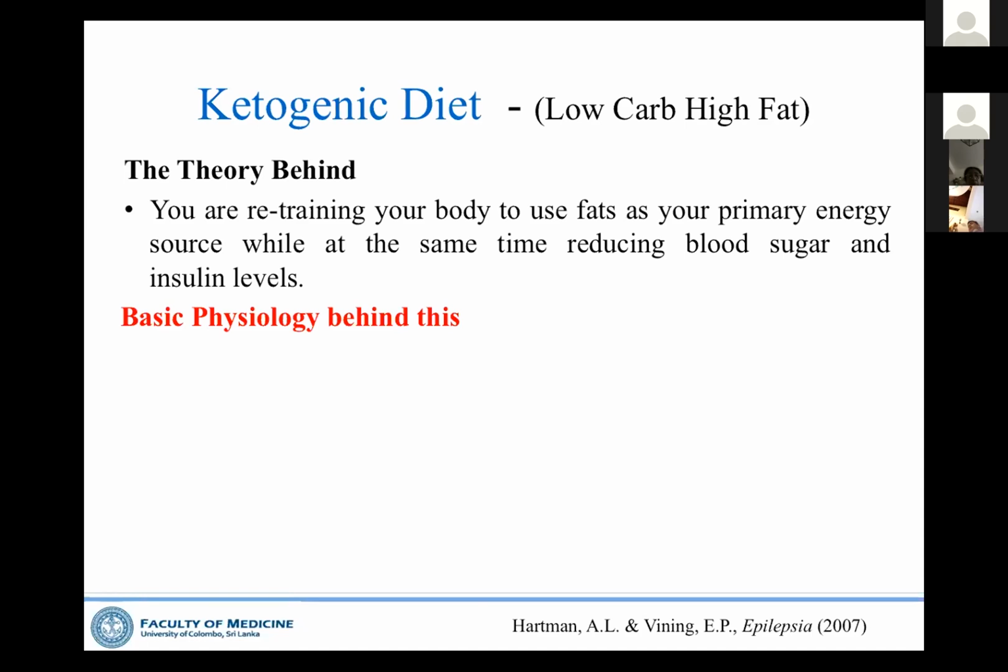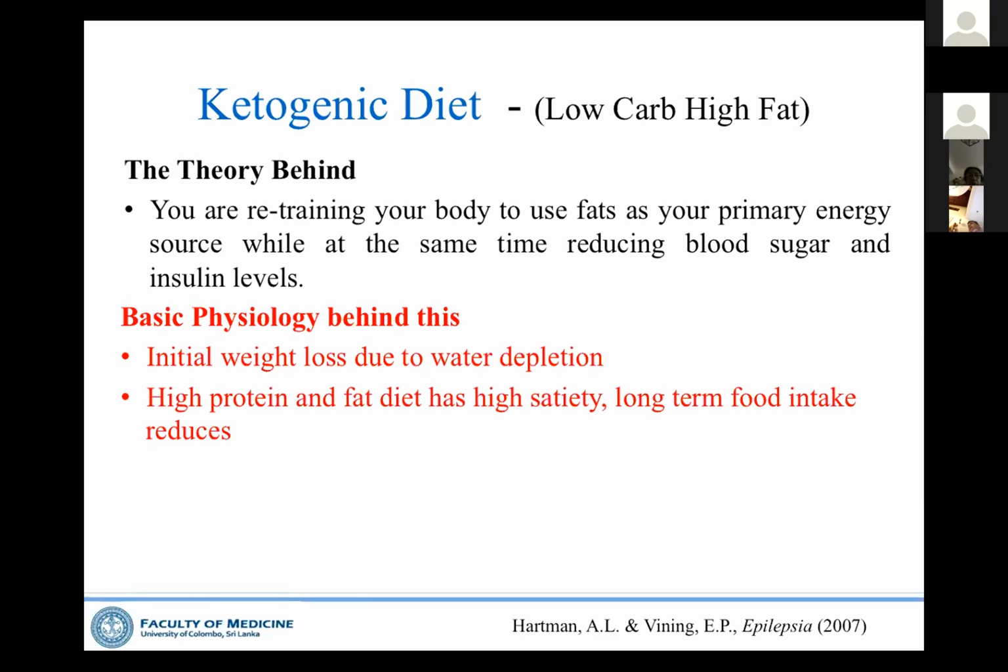So what is the basic physiology behind this? Actually, the initial quick weight loss is due to water depletion, because if someone does not get adequate carbohydrate, they lose their glycogen stores and water along with it. Then, although these high fat, high protein diets look tasty, when someone eats that food for a longer period, their satiety reduces, and then they reduce their food intake as well. So ultimately, it becomes a low calorie diet.